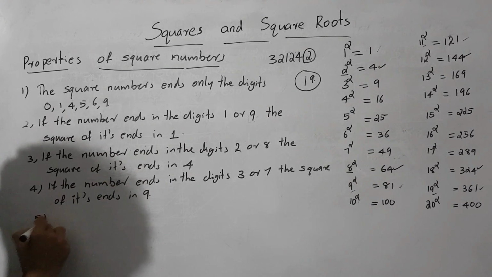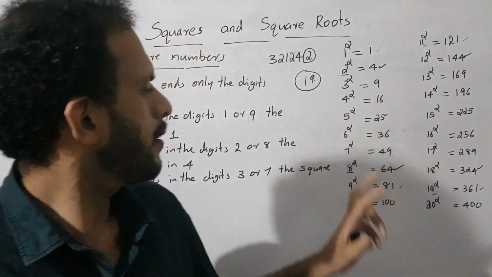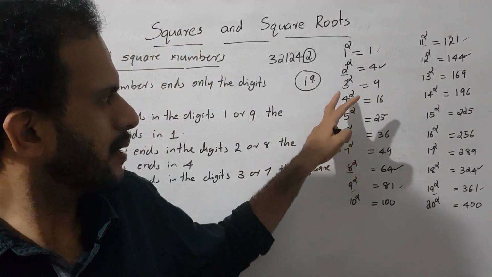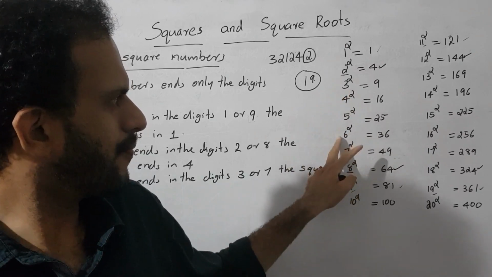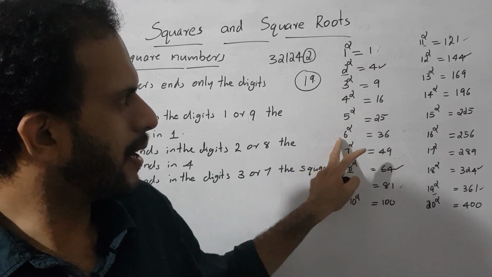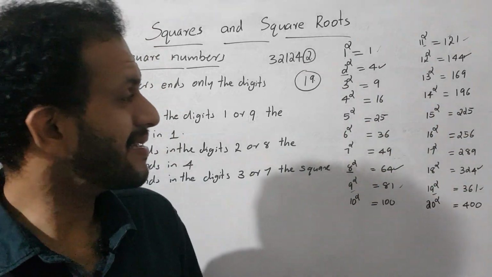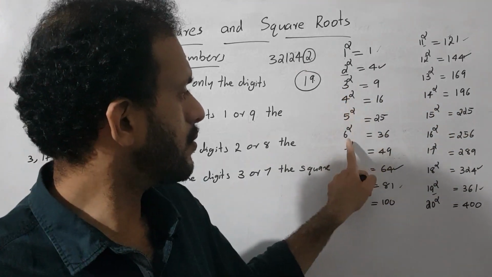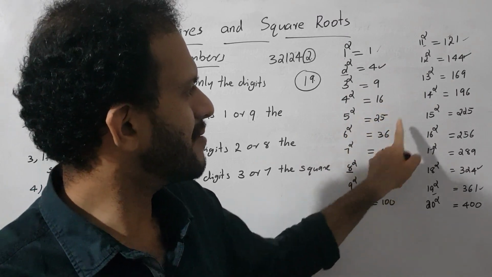Then the fifth one. The next one is, if a number ends in the digit 4 or 6, the square ends only in the digit 6.